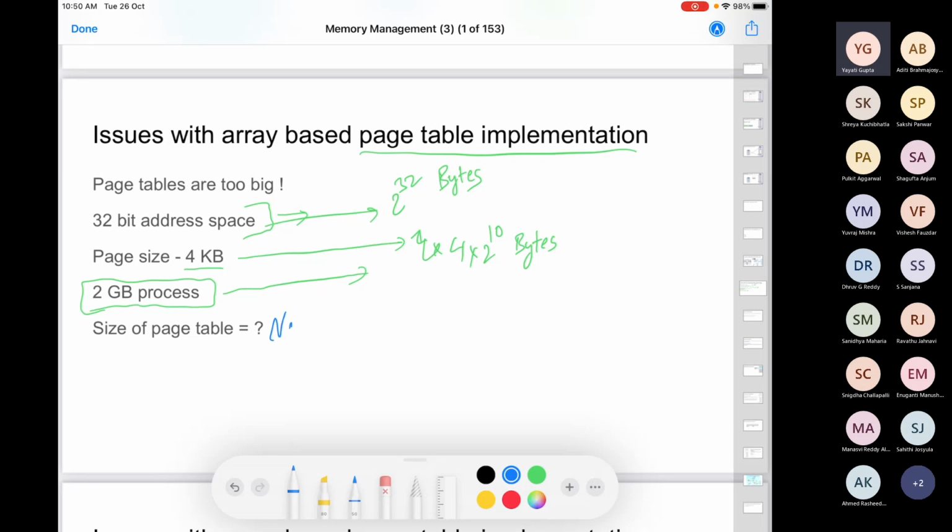So what is the size of the page table? Again, reminding you, the number of pages you have multiplied by the number of your frame bits, right? What is that? How many pages do you have? So the total size of your process is 2 gigabytes and the size of one page is 4 kilobytes. How many pages do you have?